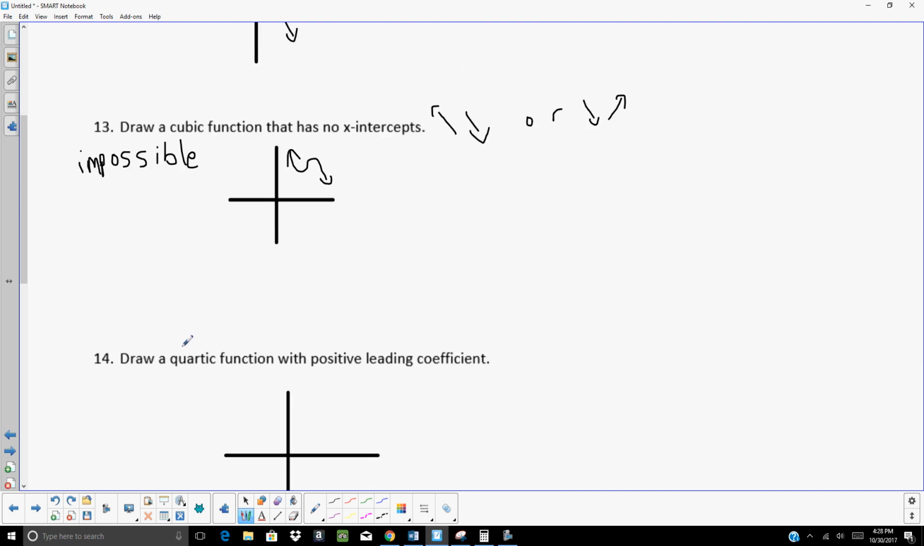Draw a quartic. That'd be a 4th degree. The way I always do that is quartic, quart, with a positive leading coefficient. So up, up. All right. So that's it on that one.